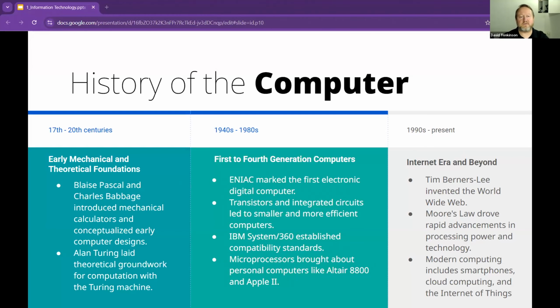Then for the 1940s to the 1980s, we go to the 1st to 4th generation computers. And this is where we deal with generations of computers. We do with a bit of leaps. So ENIAC marked the first electronic digital computer. Transistors were used as integrated circuits, led to smaller, more compact, efficient computers. IBM Systems produced the 360.